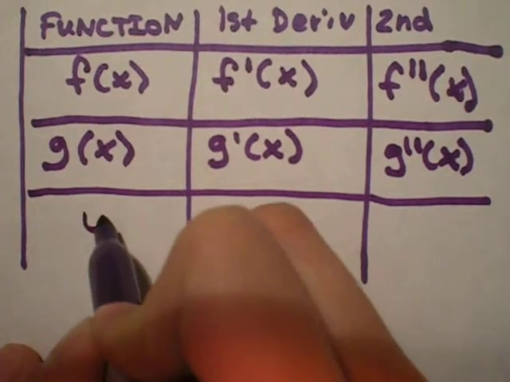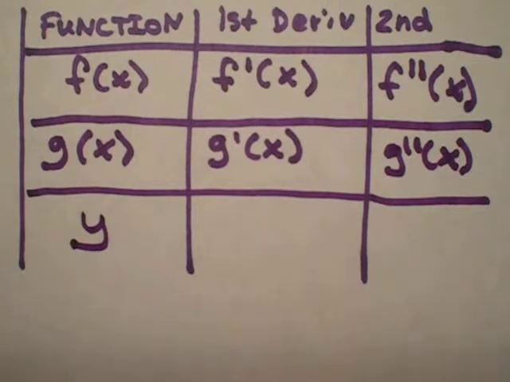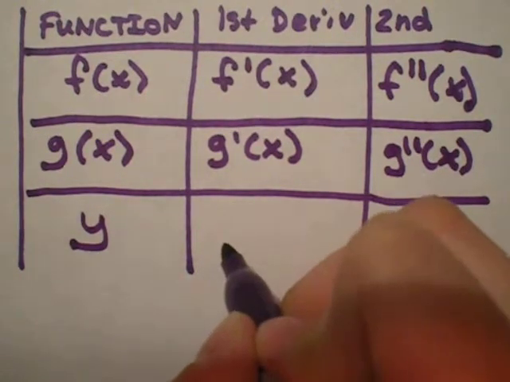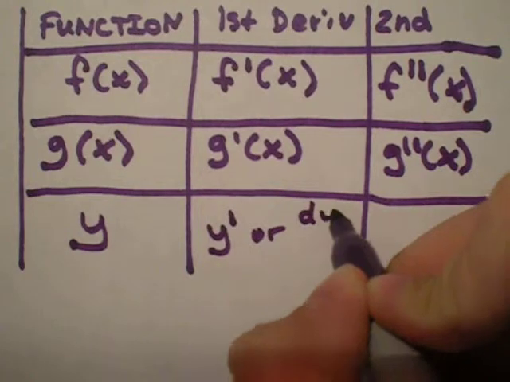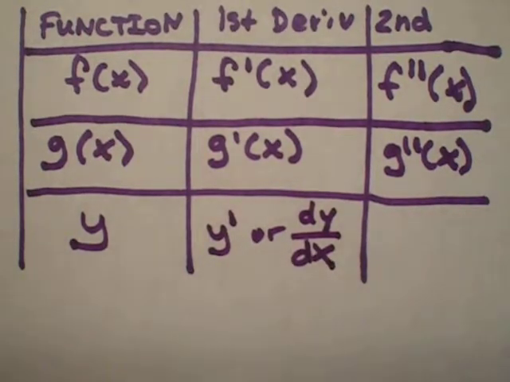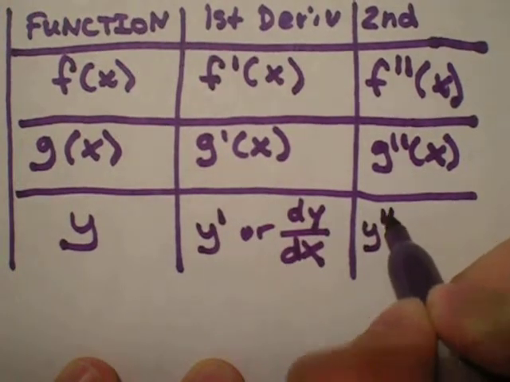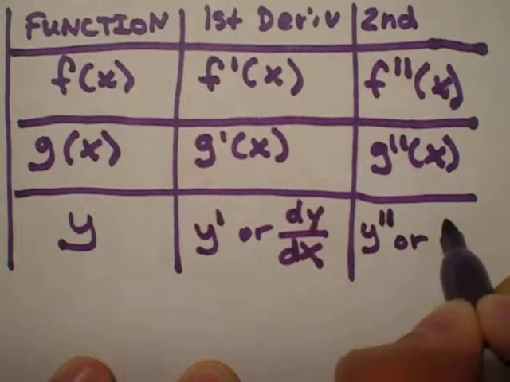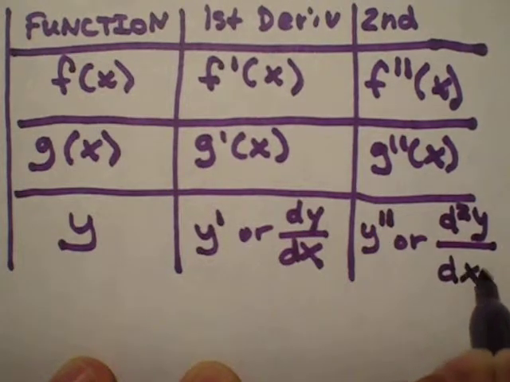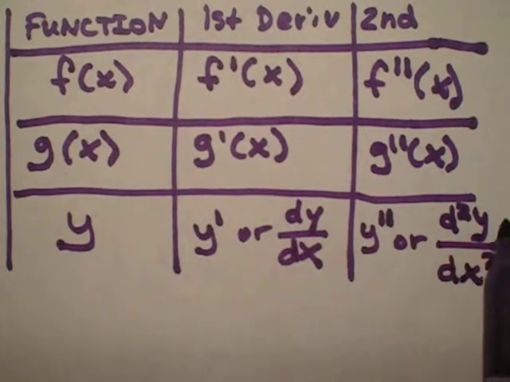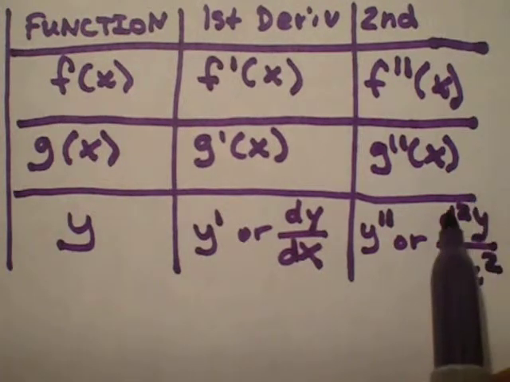Now let's say that our function is y, which we use in most cases. Y equals x, y equals x squared. That's what we use most of the time. So the first derivative of y can be denoted in two ways. It could either be named y prime, or we use dy over dx. So that denotes our first derivative. Or our second derivative can be y double prime, or d2y over dx squared. So that denotes our second derivative of y.